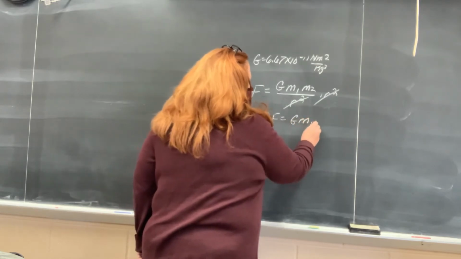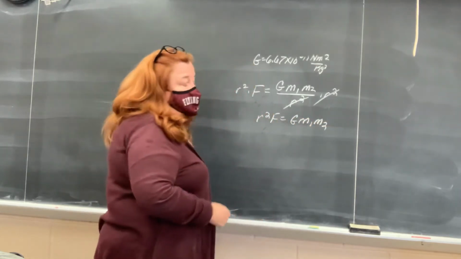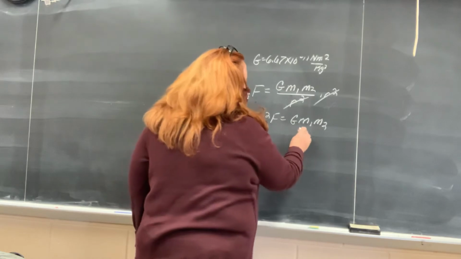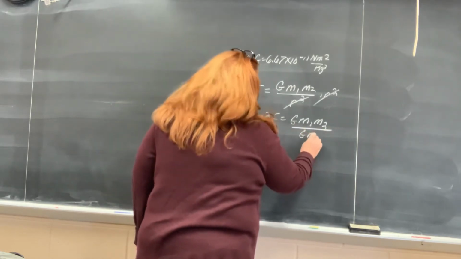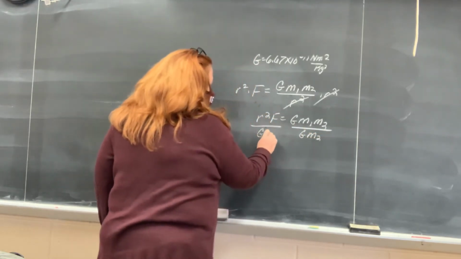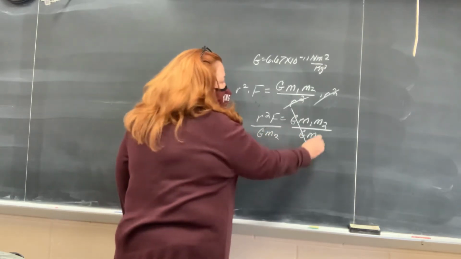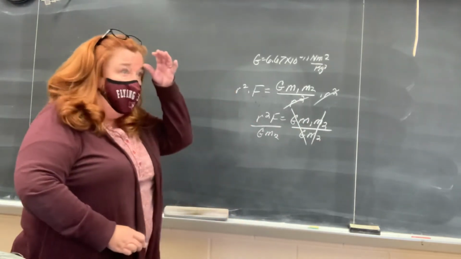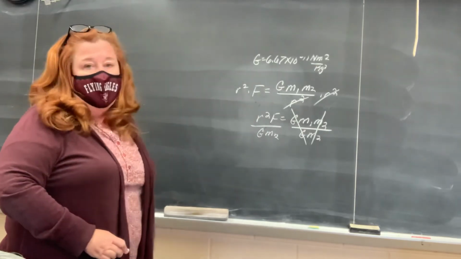It's just algebra with weird letters. So let's say I was solving for one of the masses. What I would do, algebra. Anything divided by itself is 1. That's why they go away. And so now I've solved for one of the masses.